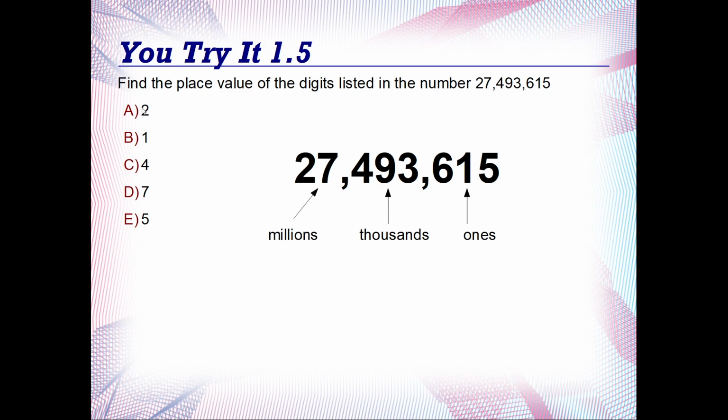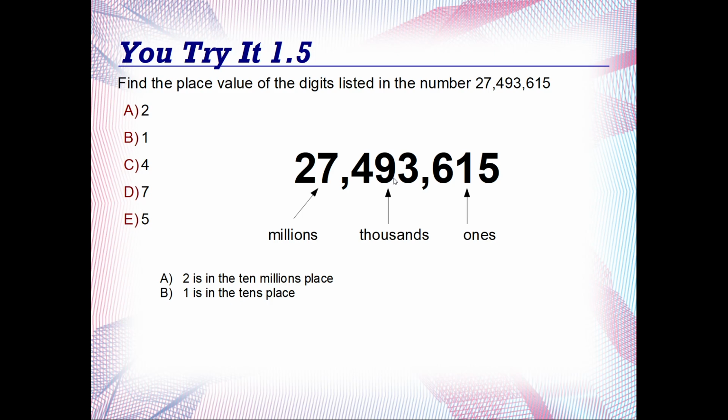So first, we're asked to find the value of 2. 2 is right here. It's in the millions period. And then we have 10 million. So the 2 is in the 10 millions place. B asks us to find the number 1. Number 1 is in the ones period. So we'll have ones, tens. So 1 is in the tens place.